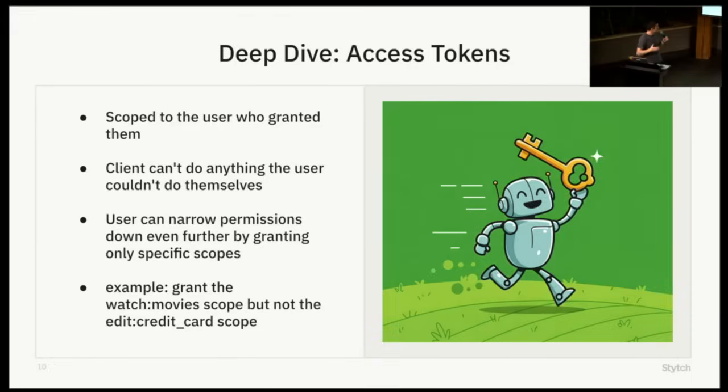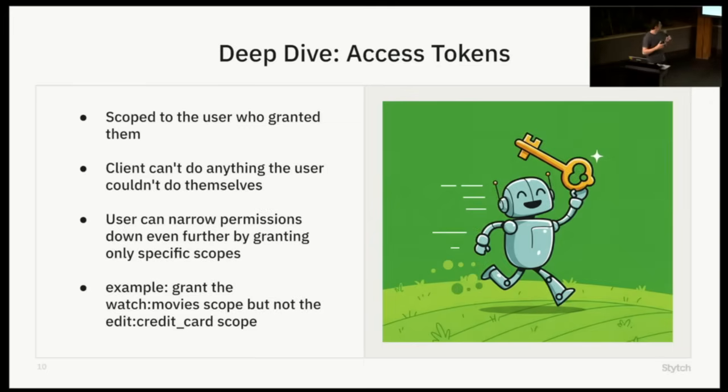So all of this is about something called an access token. And an access token is a really specific type of credential with some really cool properties. Access tokens are scoped to the user who granted them. And that means that when a client has an access token, the client can't do anything that the user wouldn't be able to do by themselves. The client doesn't get any extra permissions. And the user can even tamp down the permissions granted to this client by saying, I want to allow this client to do certain things, but not others. I don't want it to have all of my capabilities.